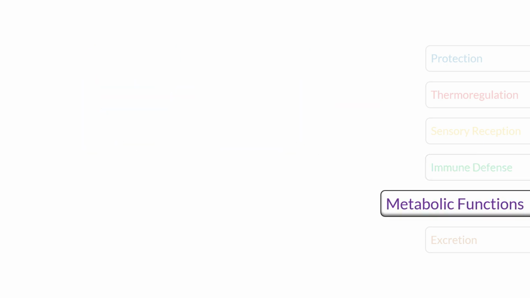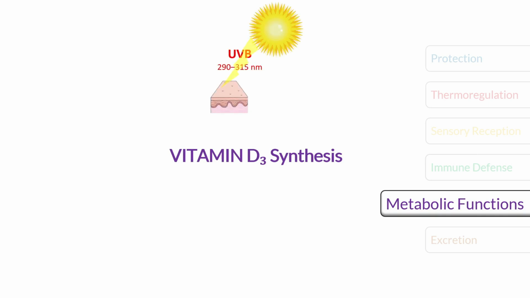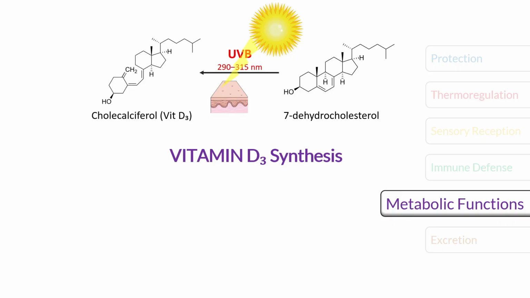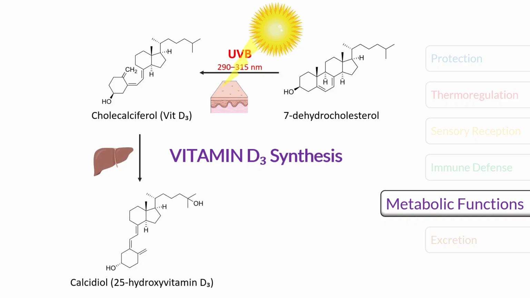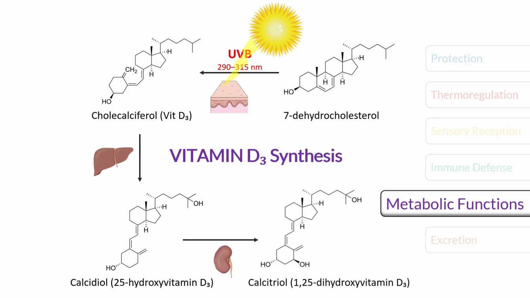The skin plays a pivotal role in the production of vitamin D3. When exposed to UVB radiation, 7-dehydrocholesterol, a cholesterol derivative, is converted into cholecalciferol or inactive vitamin D3. The cholecalciferol is transported via the bloodstream to the liver, where it's converted to 25-hydroxyvitamin D3 or calcidiol. Finally, in the kidney, it undergoes hydroxylation to become 1,25-dihydroxyvitamin D3.